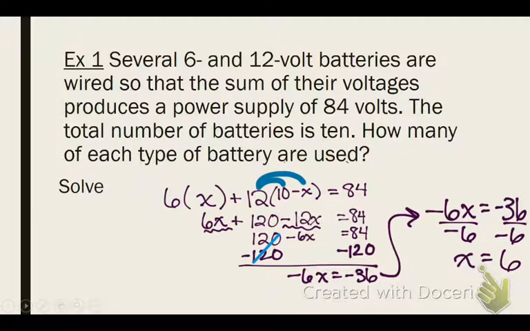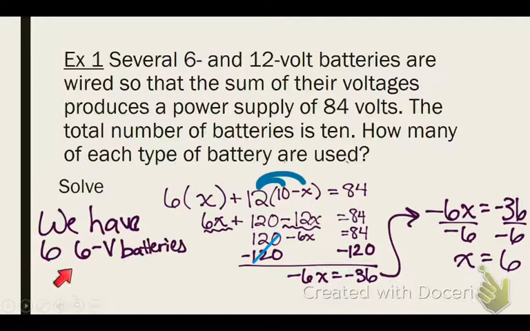But then we've got to go back to the making sense point of the story. Like X represented what? The bad thing is I can't see it on my slide, but you can see it on your paper. What did we define X as? So we start writing it out. We have 6 volt batteries, and then because the 12 volt batteries had to be 10 minus whatever X was, there's 4 12 volt batteries.